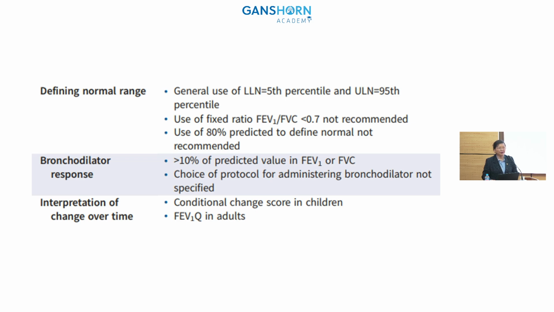The bronchodilator response is also new. They recommend that if the change in predicted values of FEV1 or FVC, post minus pre, is greater than 10%, then we have a positive bronchodilator test. But GINA 2024, a very important guideline in asthma, still does not agree to use this new criterion. They use the old one. The choice of protocol for administering the bronchodilator is not specified in this article.